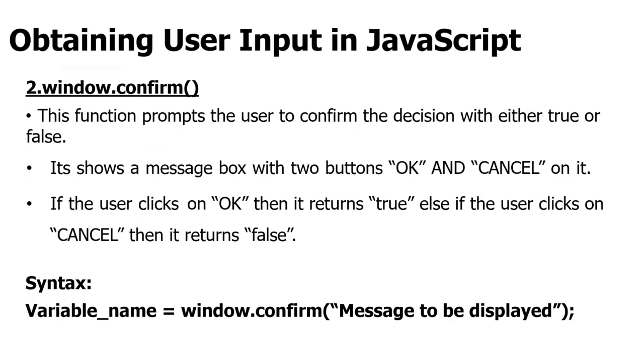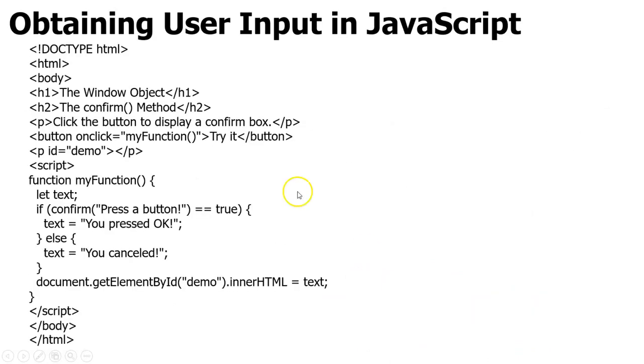Coming to the confirm method, as I said, you will use window.confirm. What message has to be displayed will be given inside the double quotes. Now I have a program. The window object, these contents will get printed. On button onclick, myFunction. So what is myFunction that I have written? Initially I am giving some text.